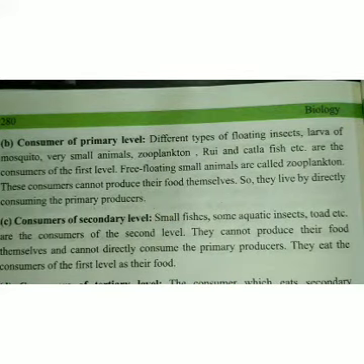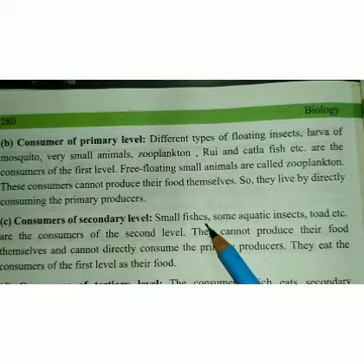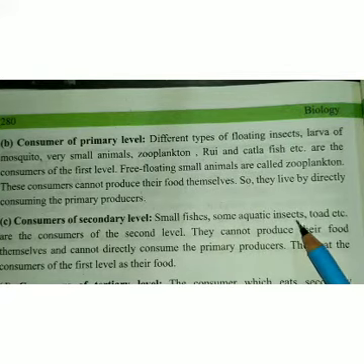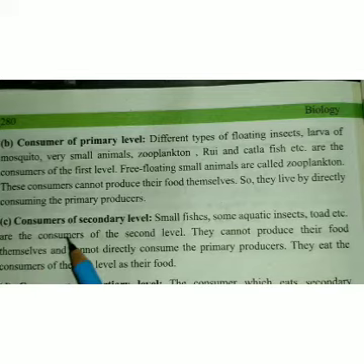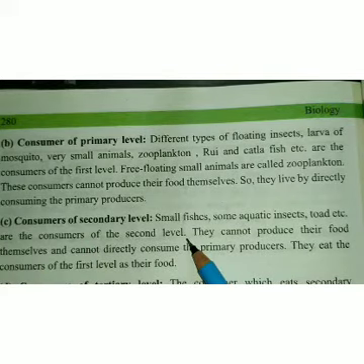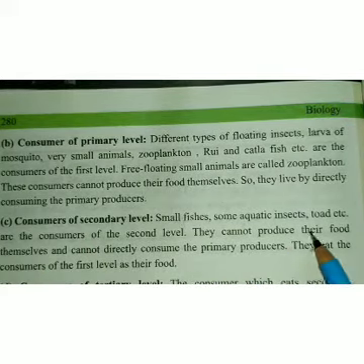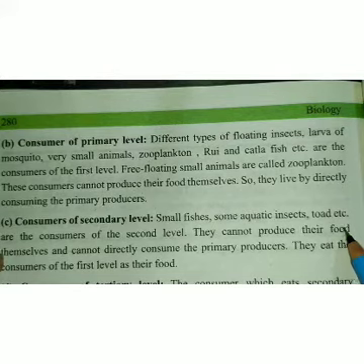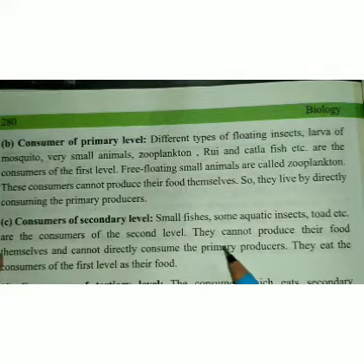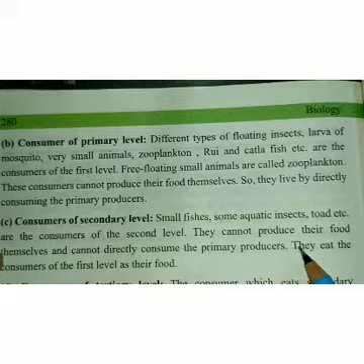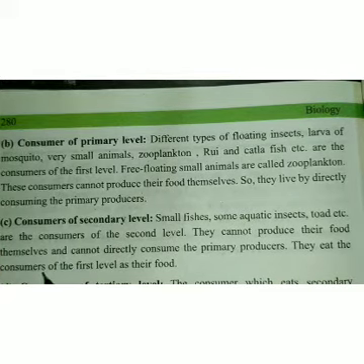Then consumers of second level. Small fishes, some aquatic insects, toad, etc. are the consumers of the second level. They cannot produce their food themselves and cannot directly consume the primary producers. They eat the consumers of the first level as their food.